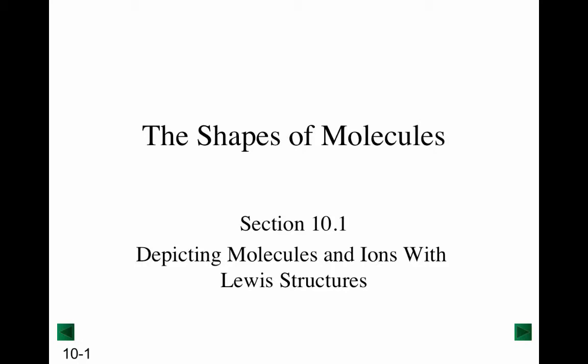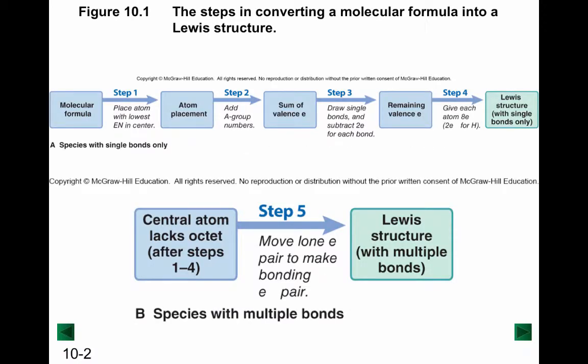Chapter 10 continued, The Shapes of Molecules. Section 10.1, Depicting Molecules and Ions with Lewis Structures. Using figure 10.1, which is shown on this slide, we will discuss the steps for writing Lewis structures for molecules that have only single bonds.